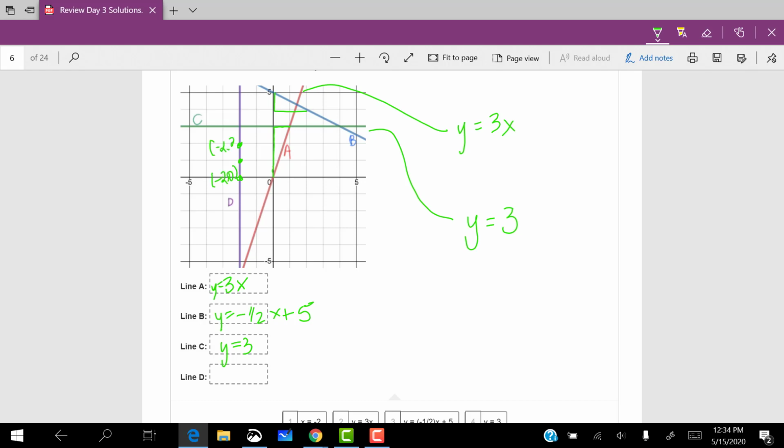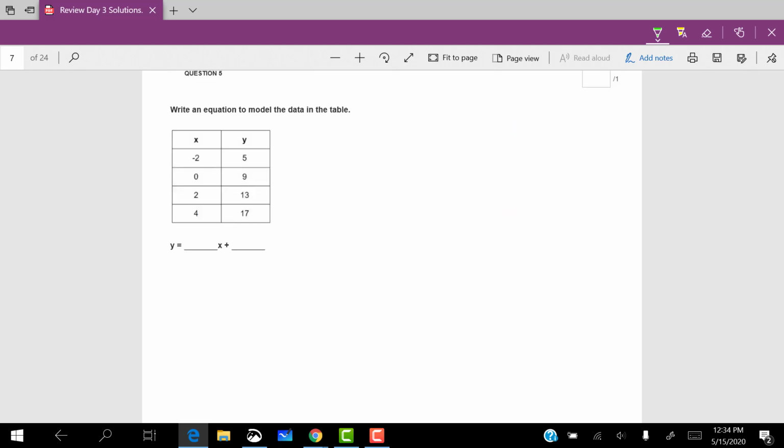This here is -2, 2. So this is just the line x equals -2. All right, for this one, we've got to write an equation. Let's check and see if it's linear.